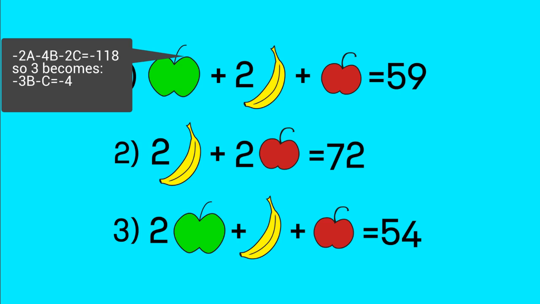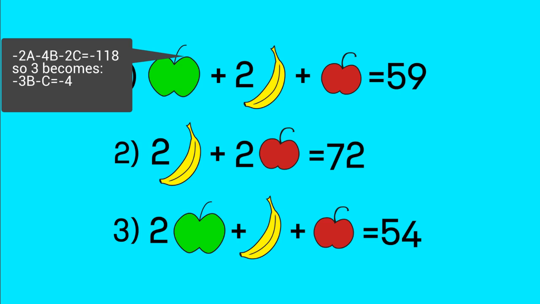So it's a very simple method. You simply multiply each element of the equation through by minus 2. So that gives you, as I say, minus 2 apples, minus 4 bananas, minus 2 cherries equals minus 118. And then we simply add that together to equation 3. So we're adding together 2 apples minus 2 apples.